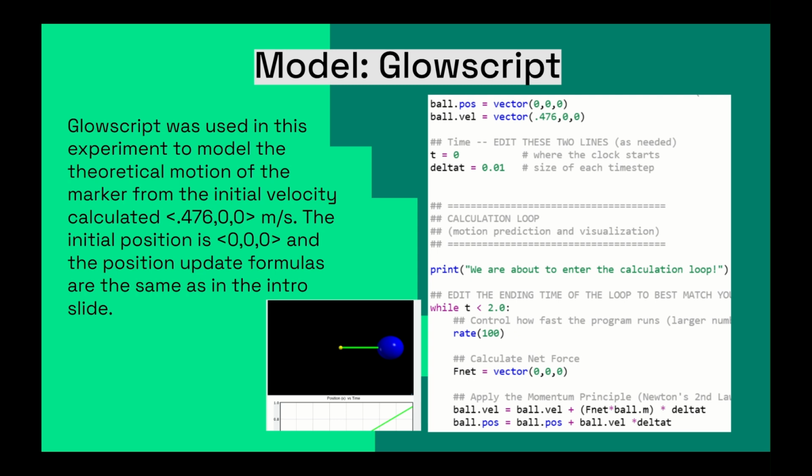And then the velocity in the model on GlowScript is considered constant and not changing because there's no other forces involved. There's no forces at all involved in the model on GlowScript, and so it's just a constant velocity and no net force acting on the marker motion.